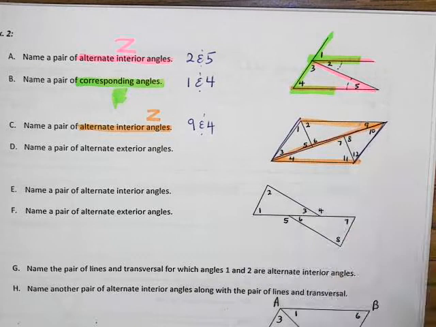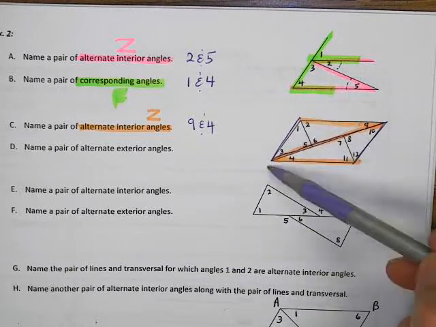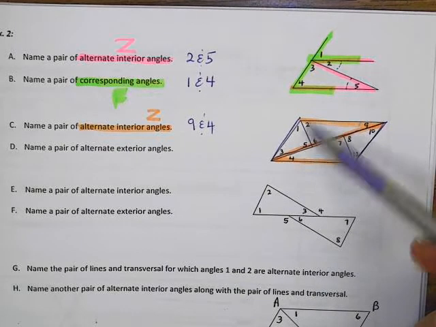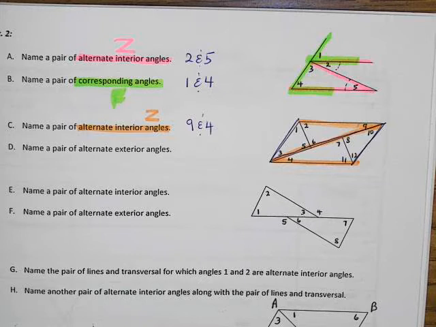You could have traced the Z sideways, so I could have gone like this and gotten 3 and 10. I could have gone this way and made kind of a weird shaped Z and gotten 1 and 6 or 2 and 5. I could have said 8 and 11 or 7 and 12. So you actually had a lot of options there.